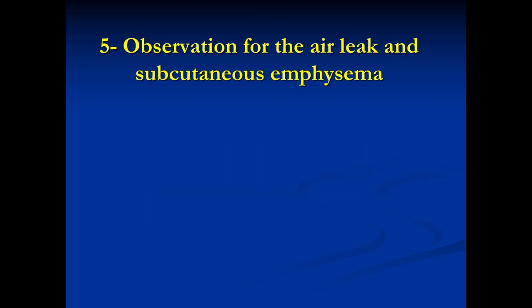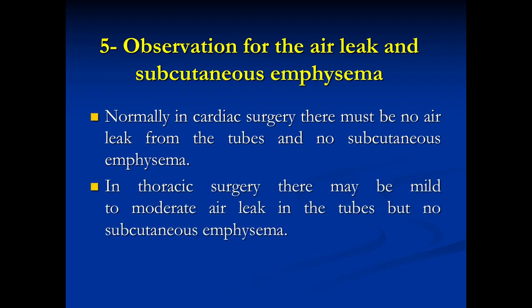Observation for air leak and subcutaneous emphysema. Normally in cardiac surgery there must be no air leak from the tubes and no subcutaneous emphysema, because there is no source of air inside, no injury to a source of air. It's only cardiac surgery, not thoracic surgery with intervention on the lung or tracheobronchial tree. In thoracic surgery there may be a mild to moderate air leak in the tube, but no subcutaneous emphysema. It should be like that postoperatively.